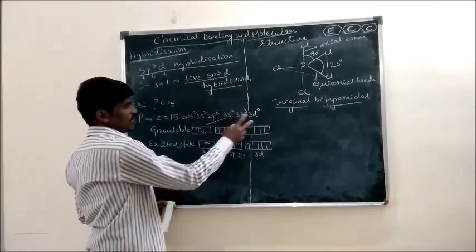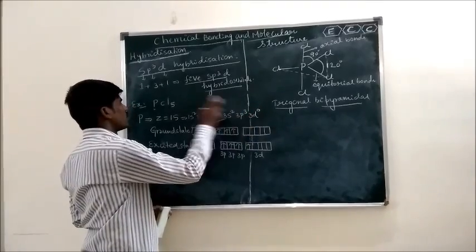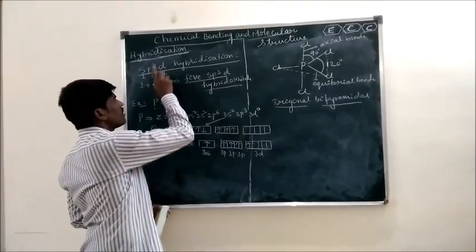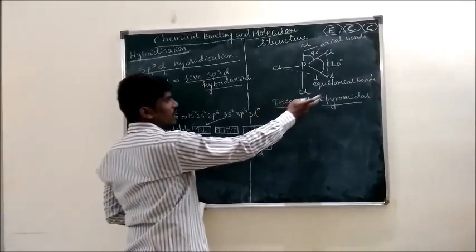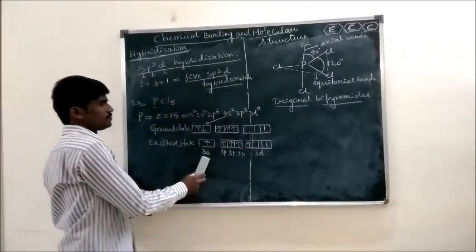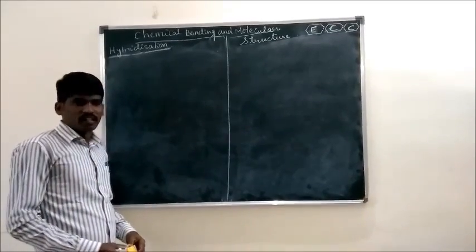That is possible because of the presence of vacant 3d orbitals in phosphorus. Hence PCl5 can undergo sp3d hybridization. It gives a trigonal bipyramidal shape. Hope you understand sp3d hybridization, children.